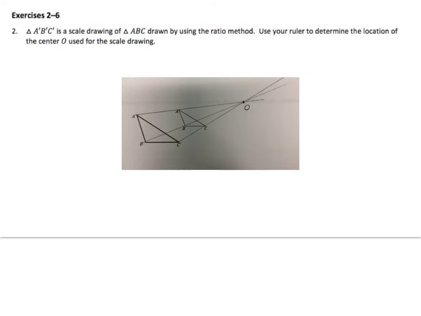All right, so triangle A prime, B prime, C prime is a scale drawing of triangle ABC, drawn by using a ratio method. Use your ruler to determine the location of center O used for the scale drawing. So I took my ruler, I just drew a line through here, a line through here. They met, I was pretty sure I knew where O was, but then I just verified. Okay, where all three of them meet is where your location of the center is.